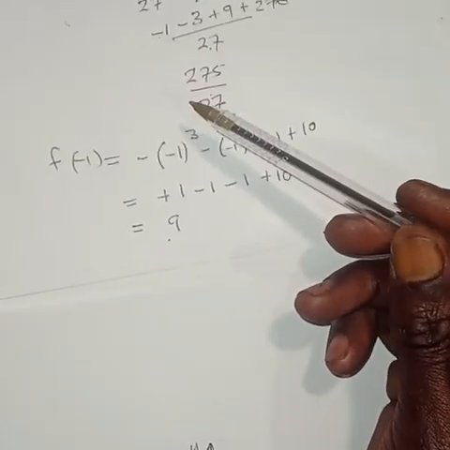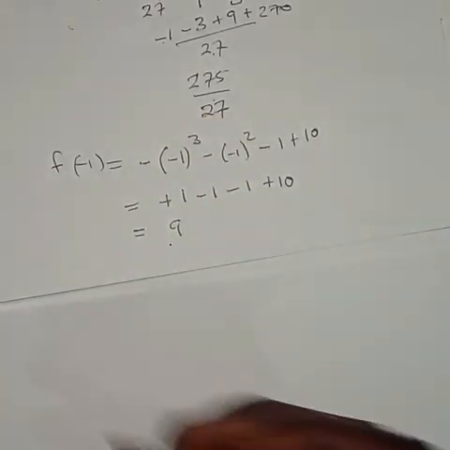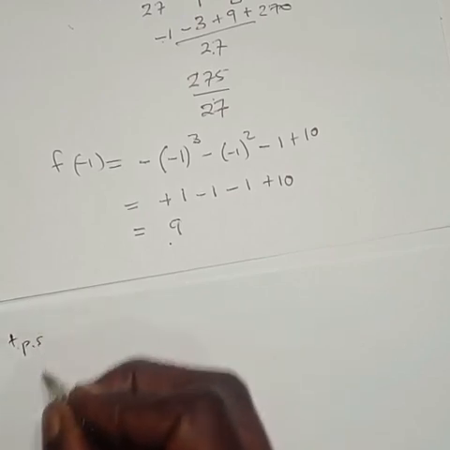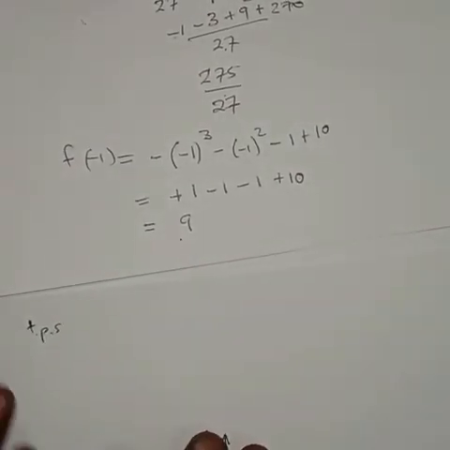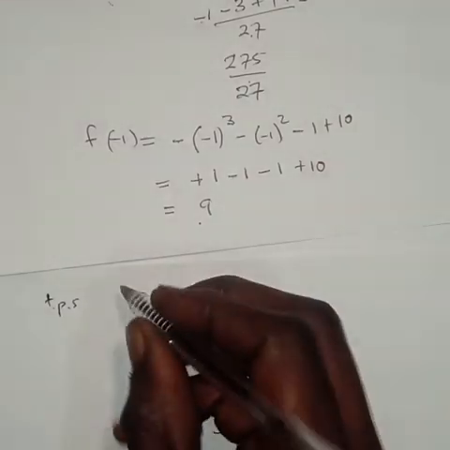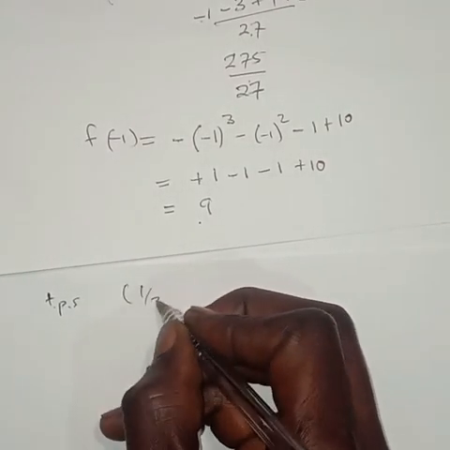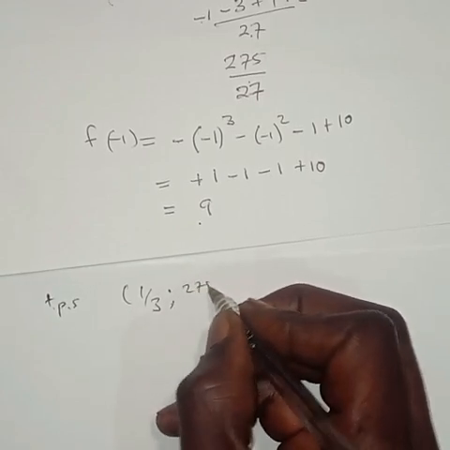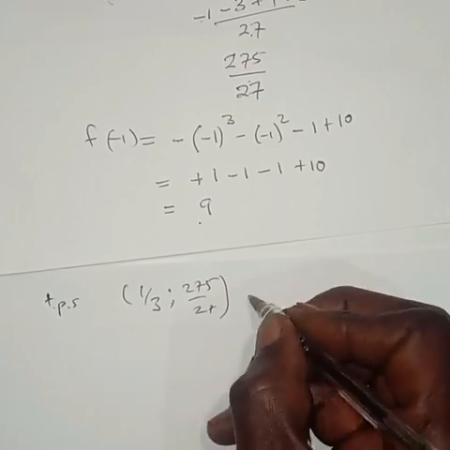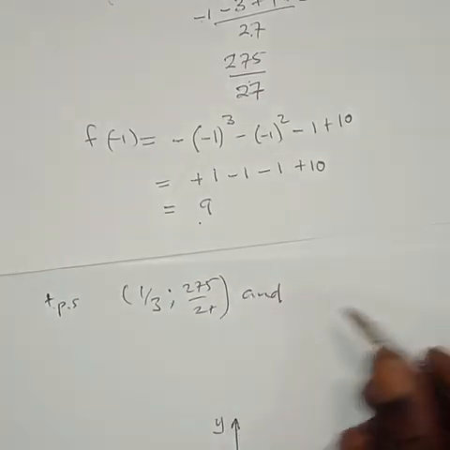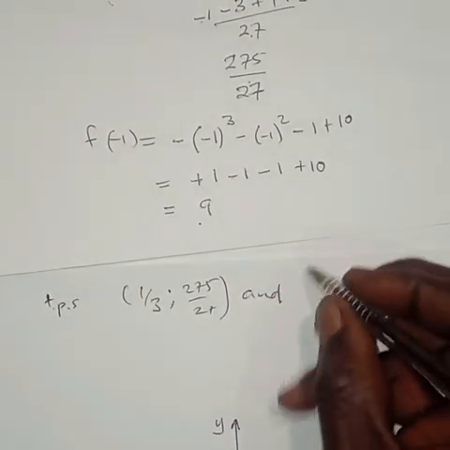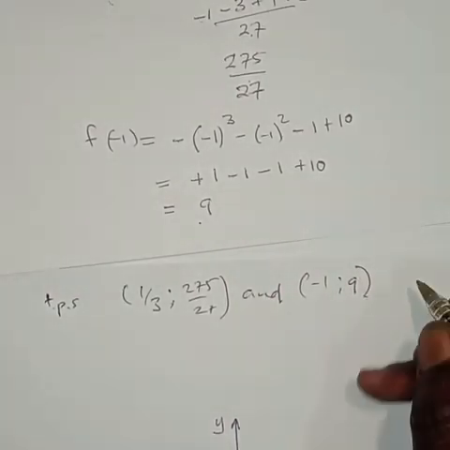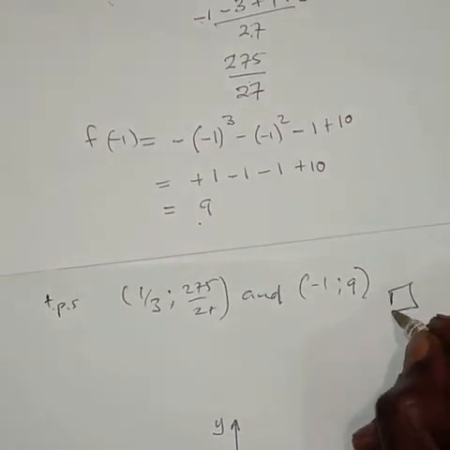Okay, so now the turning points, I'll write them as TPs, are 1 over 3, 275 over 27, and minus 1 and 9. Minus 1 and 9. That brings us to the end of that question.